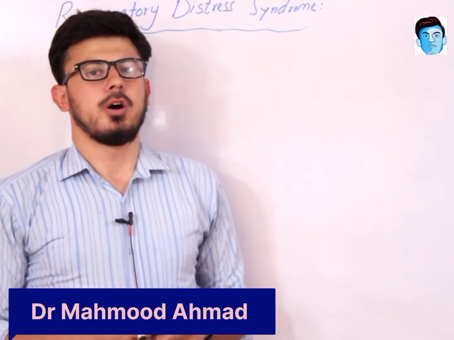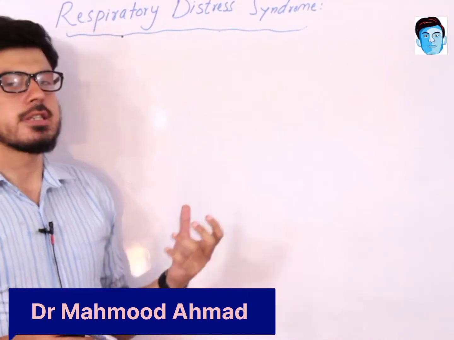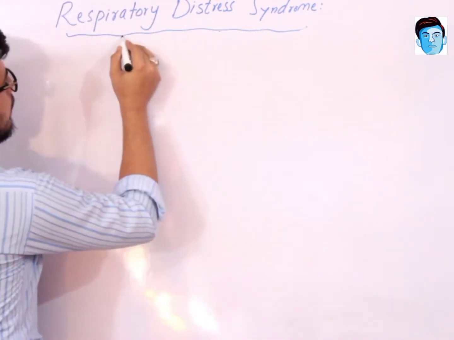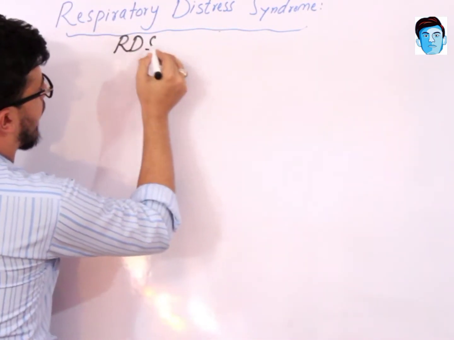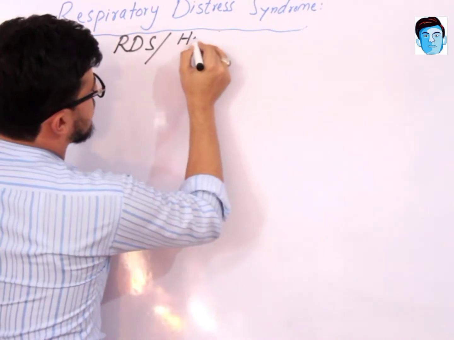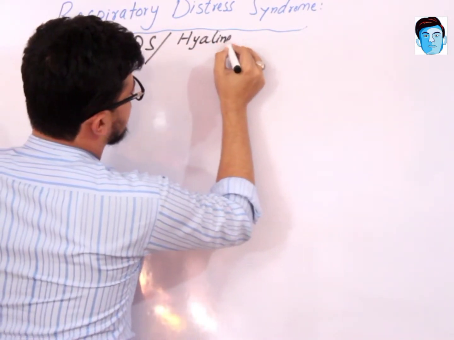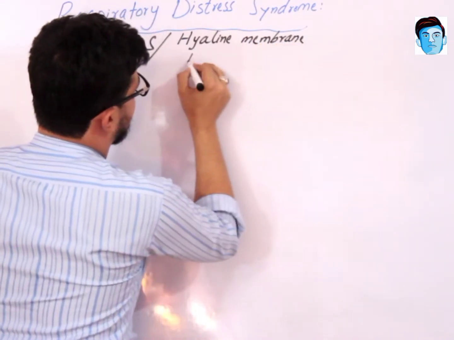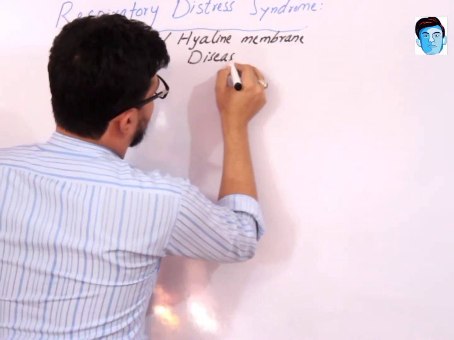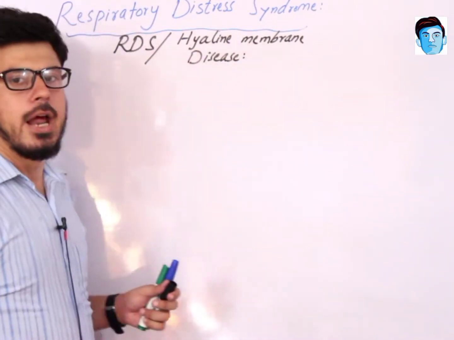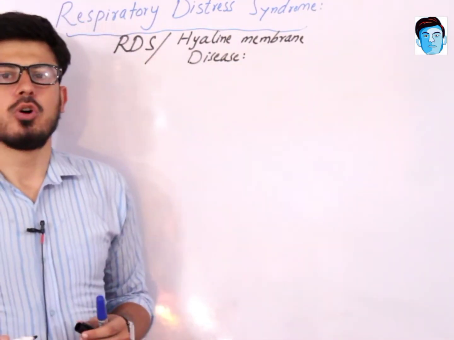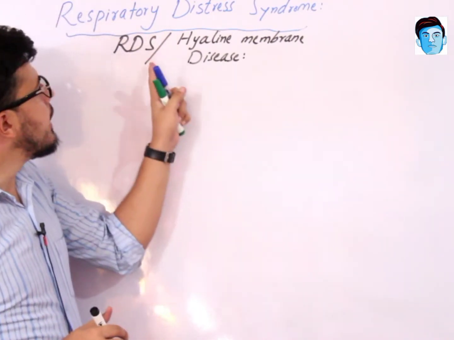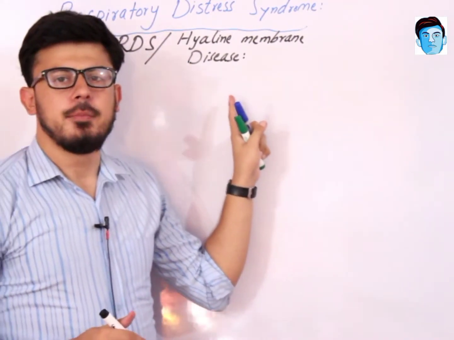So let's talk today about respiratory distress syndrome, which is represented by RDS. It is also known as hyaline membrane disease, because the wax-like layer of hyaline membrane basically lines the collapsed alveoli of the lung. We will be discussing it later, but just remember RDS is also called hyaline membrane disease.